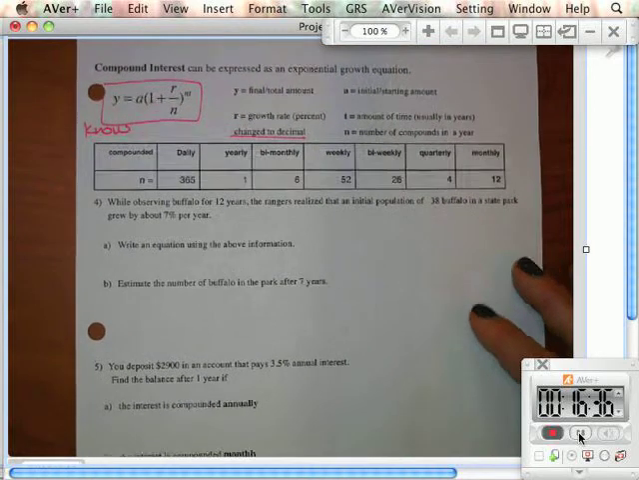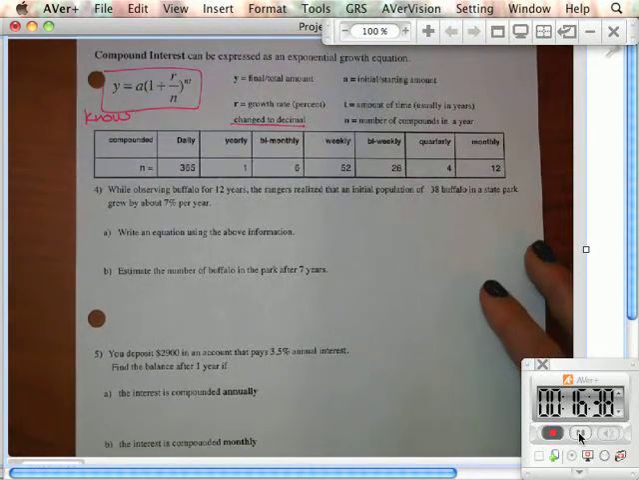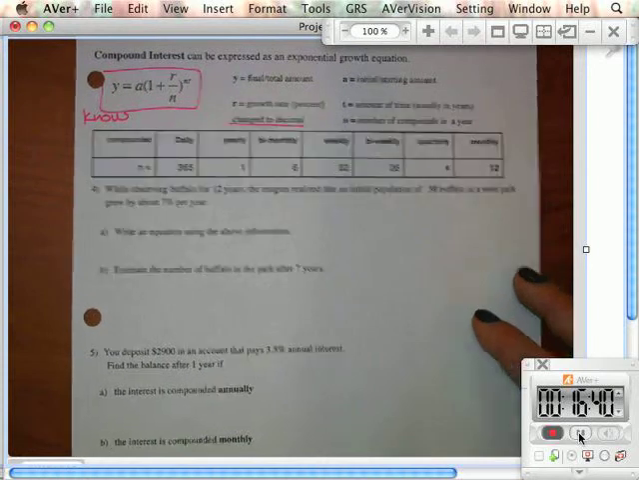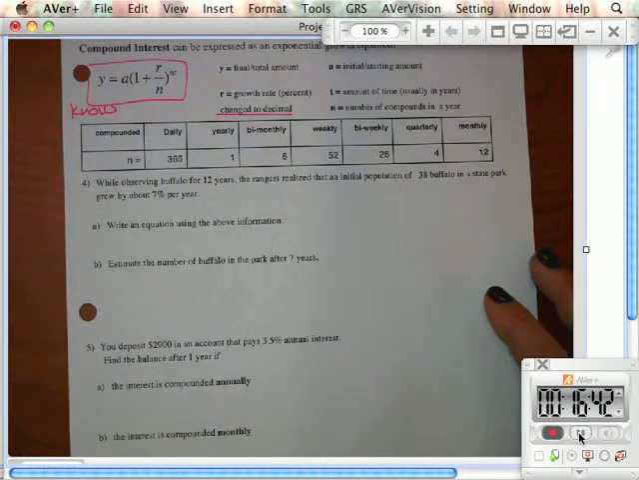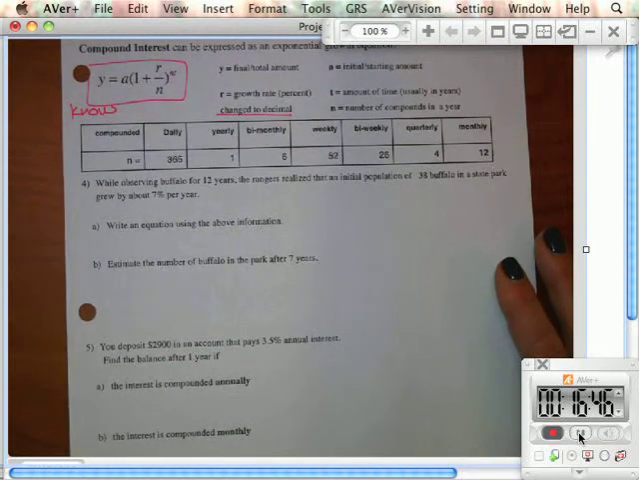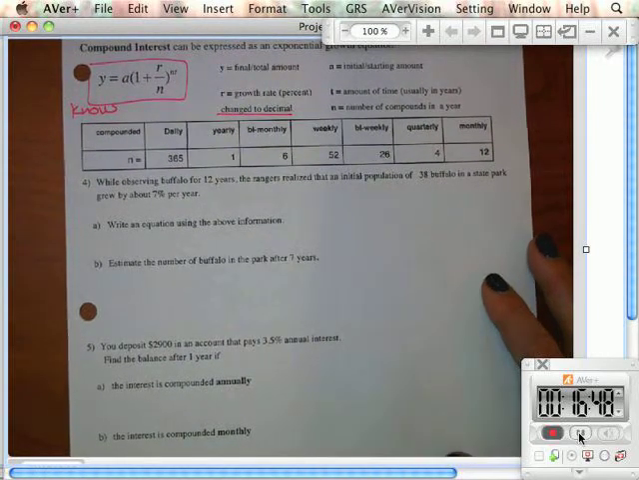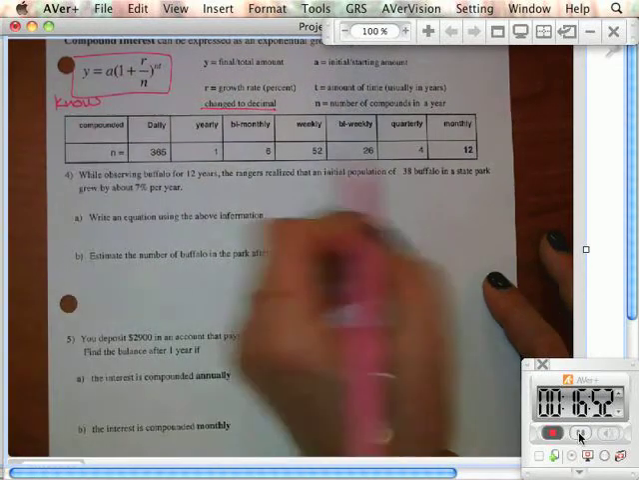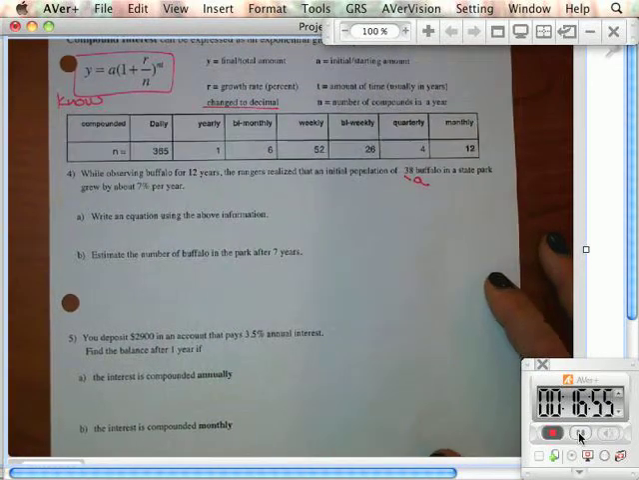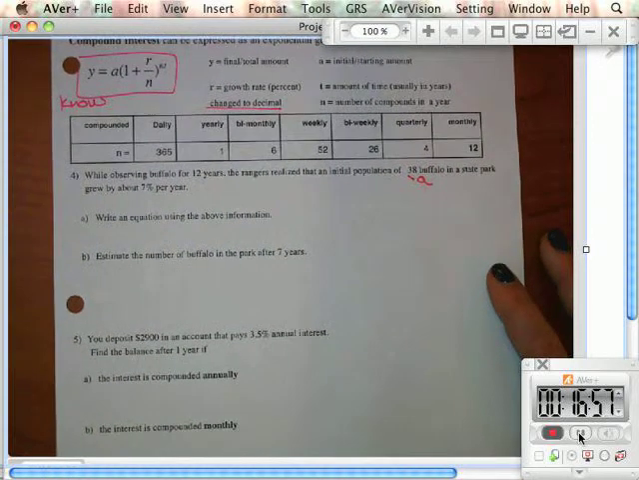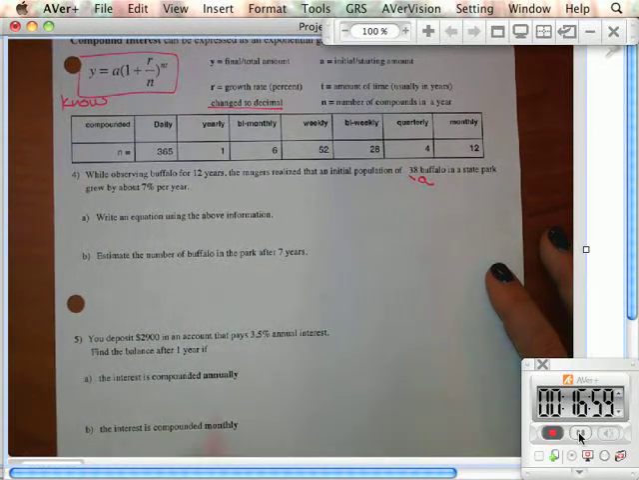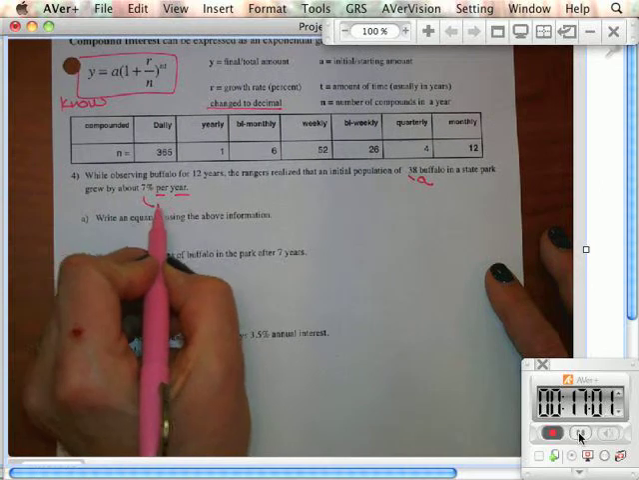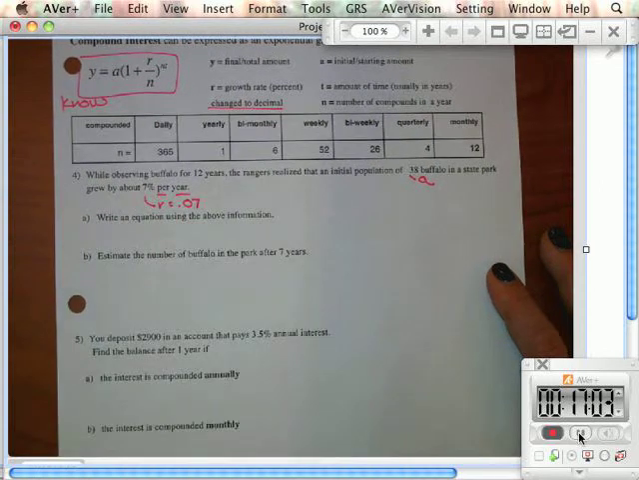While observing buffalo for 12 years, the rangers realized that an initial population of 38 buffalo in a state park grew by 7% per year. Okay, so first of all, if I'm working with this equation, I know this is my initial, my A, right? And they put that percentage in there. It grew by 7% per year. This is my R, and I'm going to write it as 0.07.